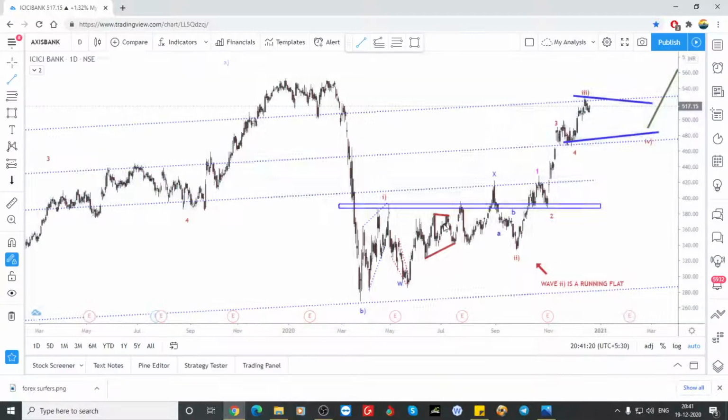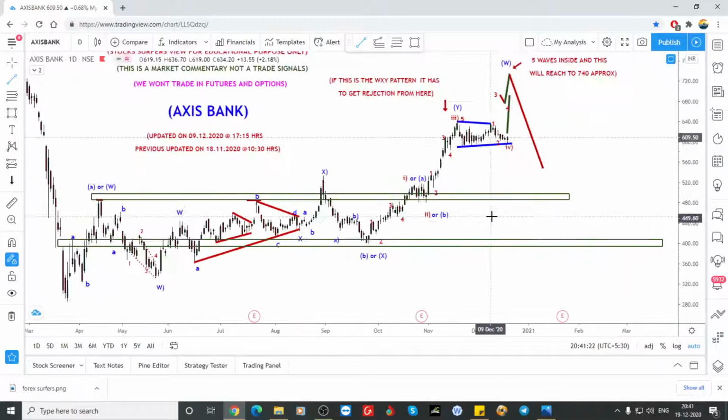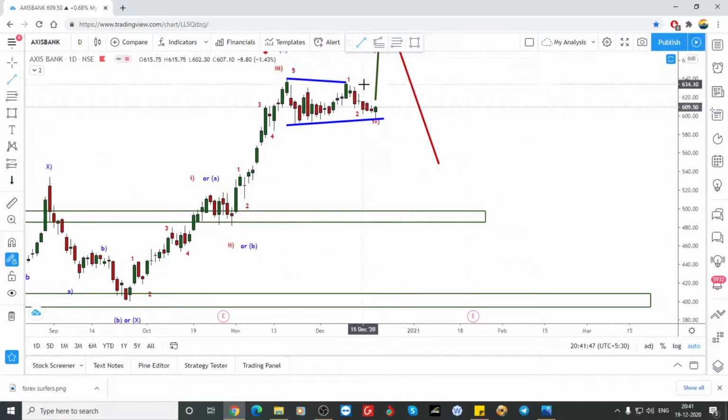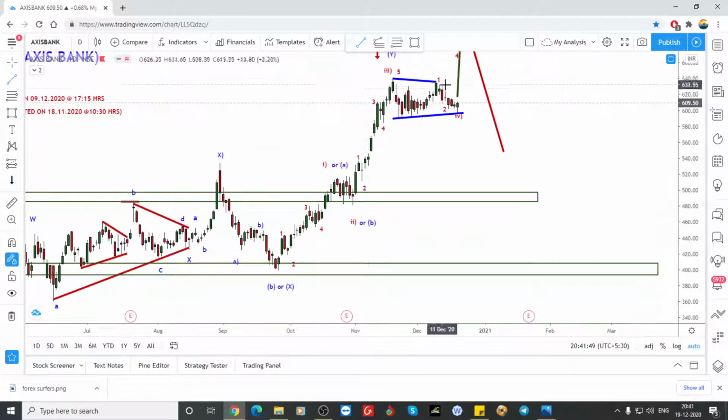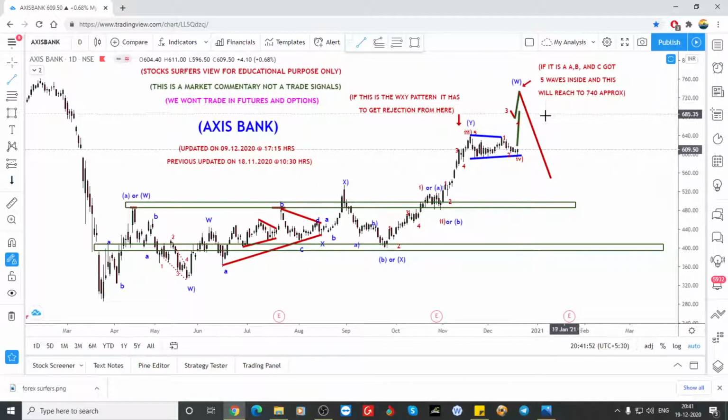So next we can move on to the Axis Bank. That is also the same. I took this as an ABC as a W or A. So this is a running flat of B or X, and ABC means it has to complete here. If this is a B, we need a five-wave structure. And if this is a W and this is an X, A, B, C is completed, means again one more three-wave structure to the downside. So only if you buy above this level of 636 and above, only then buy for the target of 700 zone.